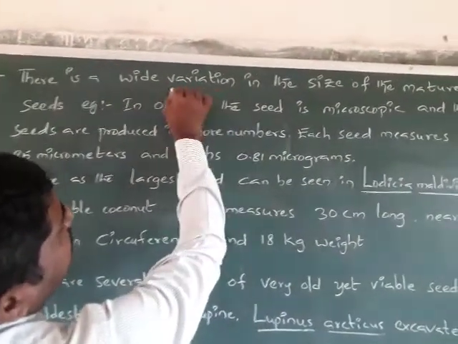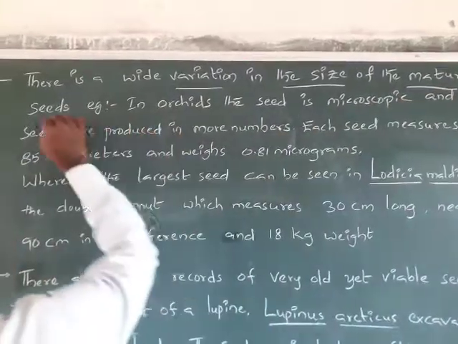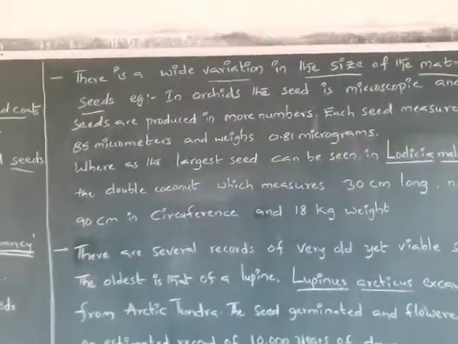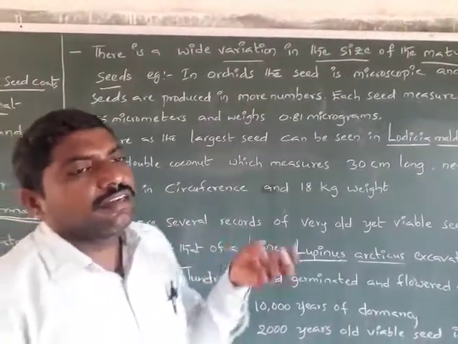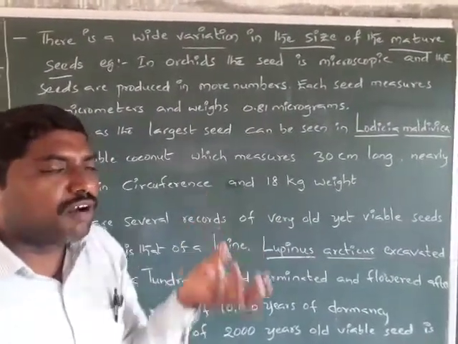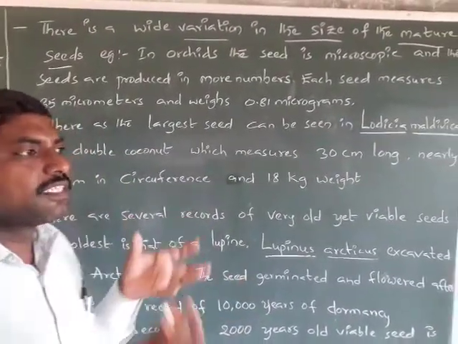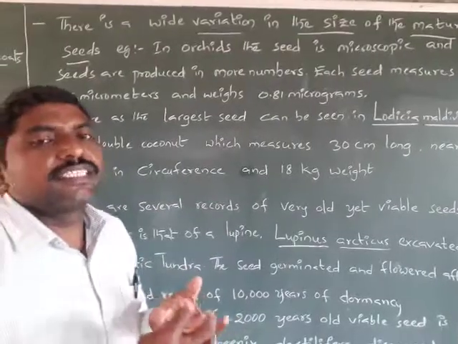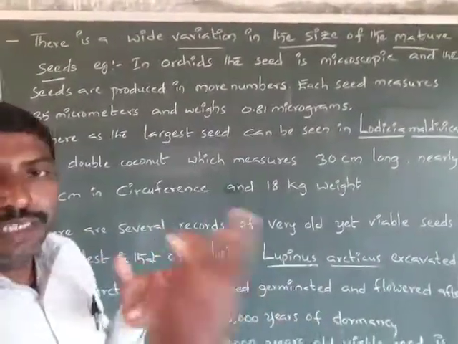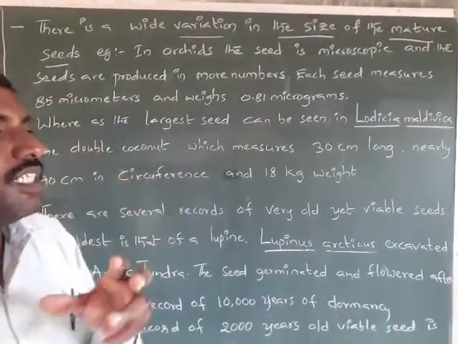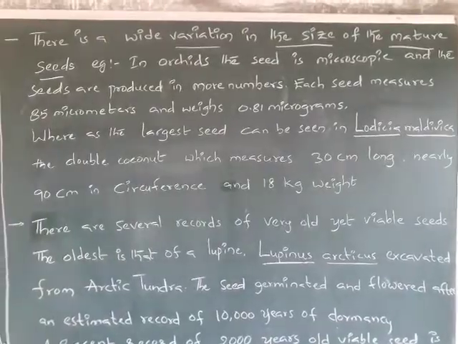Here there is a wide variation in the size of the mature seeds. Some seeds are very small, some are microscopic, some are macroscopic. The size varies widely from species to species.